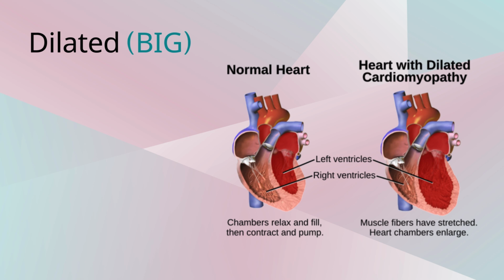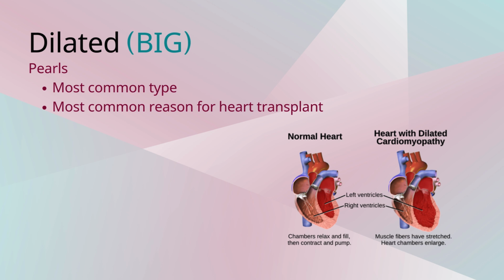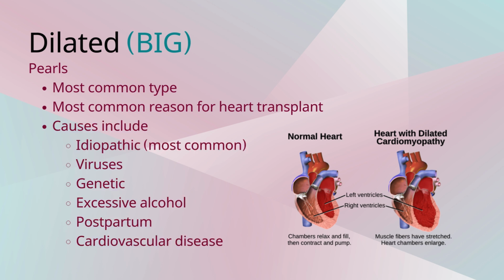All right, let's look at some pearls for dilated. First of all, it's the most common type of cardiomyopathy. It is also the most common reason for a heart transplant. Its causes include idiopathic, and that is the most common cause, but other causes include viral, genetic, excessive alcohol consumption, and actually, that is commonly used in scenarios on PANCE questions in the vignette. Also, postpartum and cardiovascular disease.